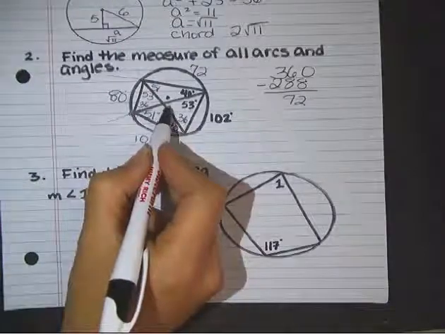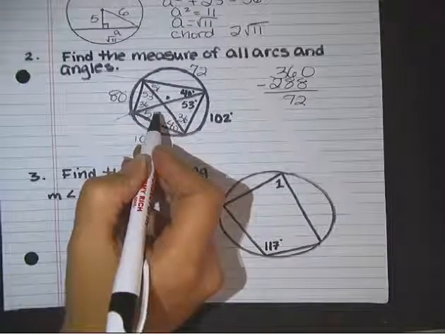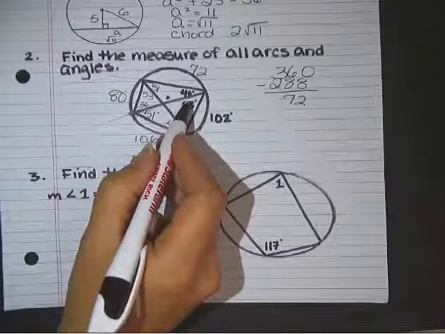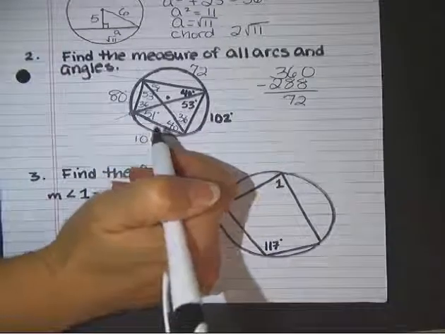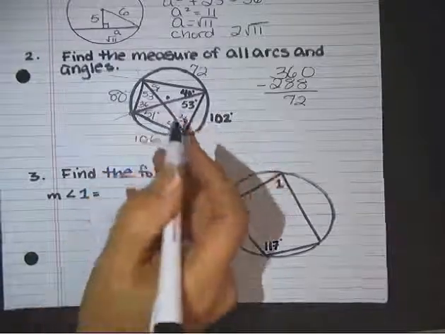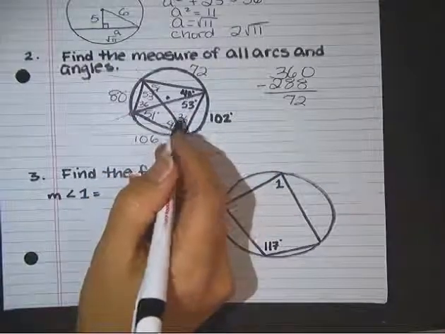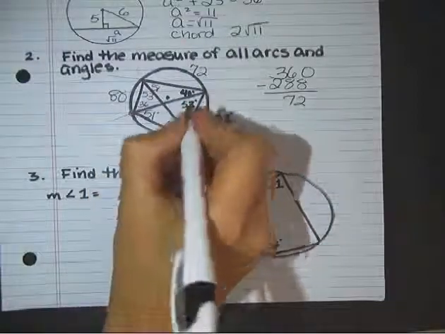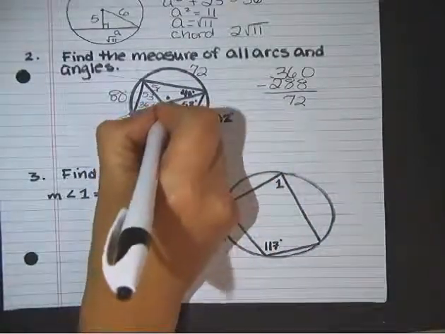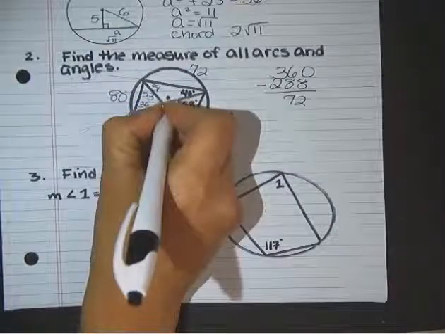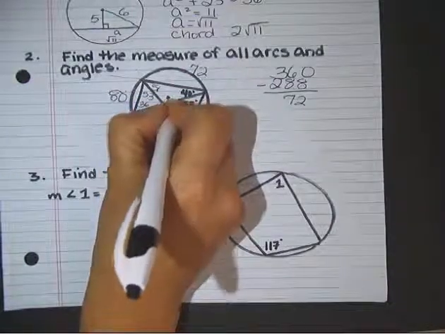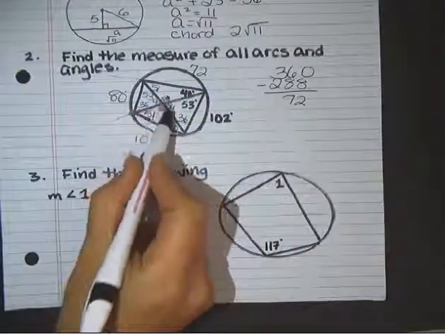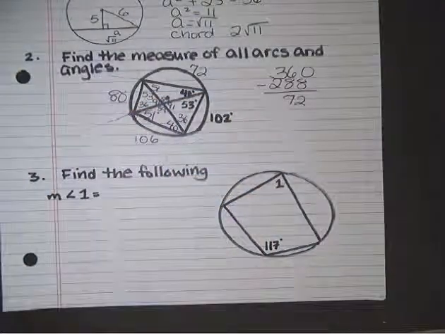Just subtract from 180, 53, and 36. Is that right? Yes, 53 and 36 is 89. So subtract that from 180. So this would be 89. And this would be 91, 91, 89. All these linear pairs and vertical angles like we've always done. And so we found everything in the figure.